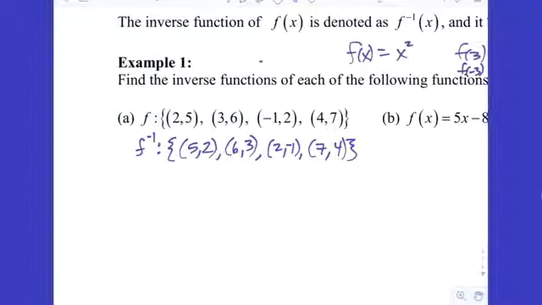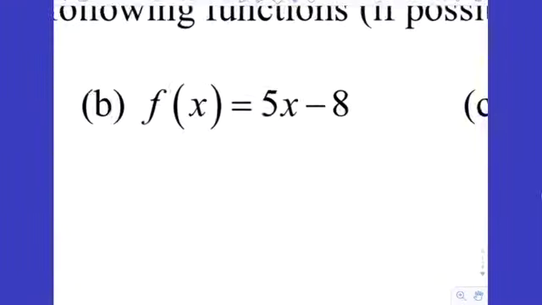And so notice, once you invert the ordered pairs, 5, 6, 2, 7 are now the inputs, and they don't repeat, so you know that the inverse is a function. But you could have told that in the beginning by looking to see if the y value is repeated. So that's how you find the inverse of a function if it's given as ordered pairs. How do you find the inverse of a function if it's given as an equation?